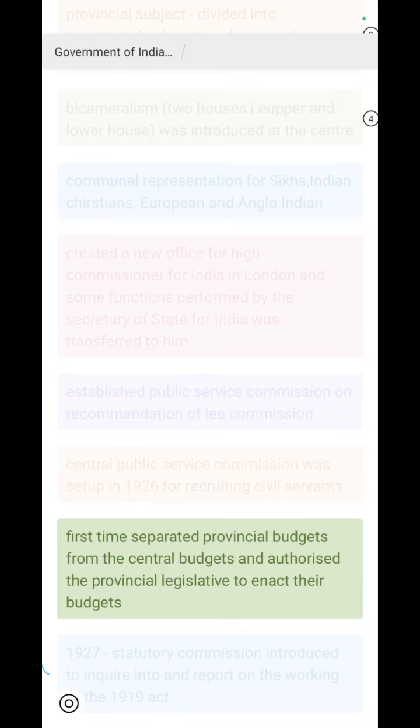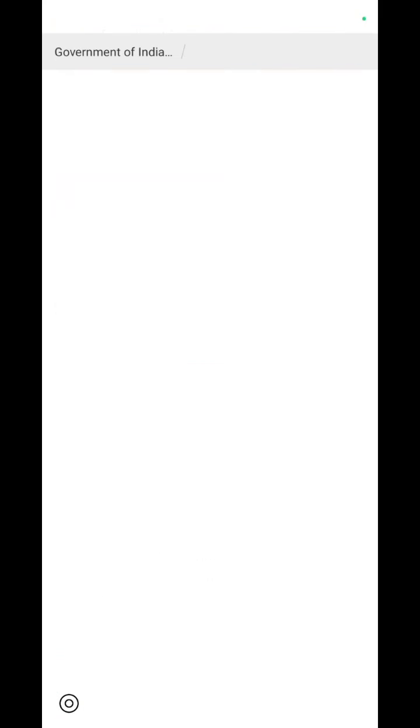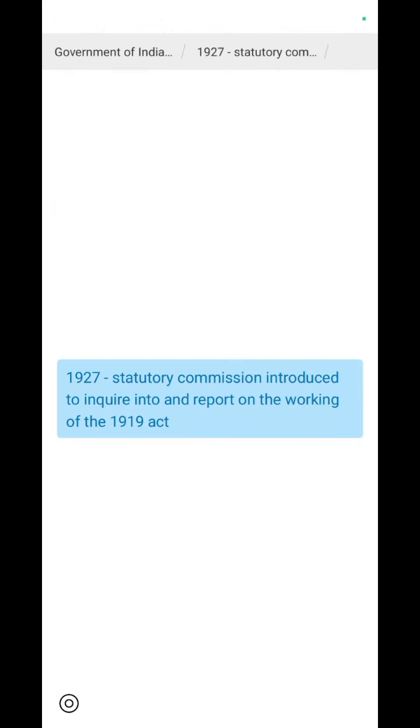For the first time, the act separated provincial subjects from central subjects and authorized the provincial legislatures to enact their budgets. In 1927, a statutory commission was introduced to inquire into and report on the working of the 1919 Act.